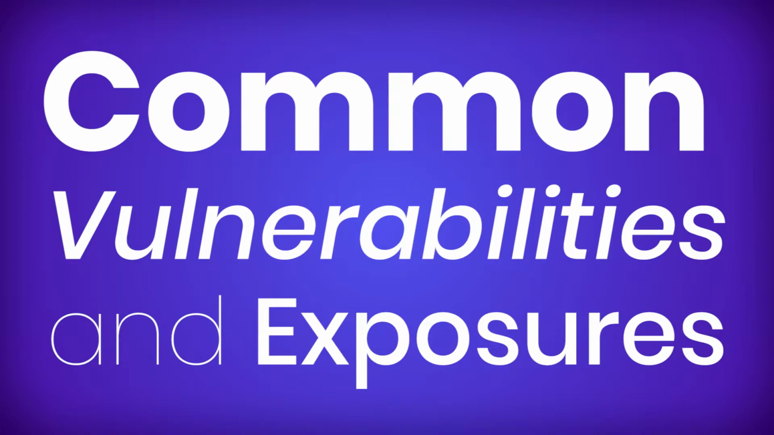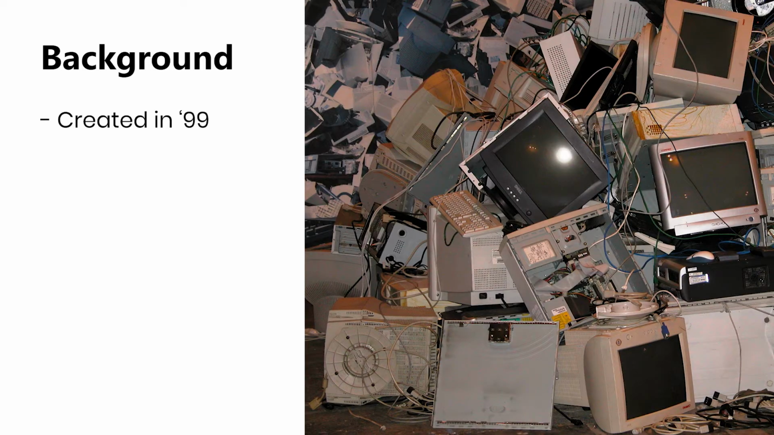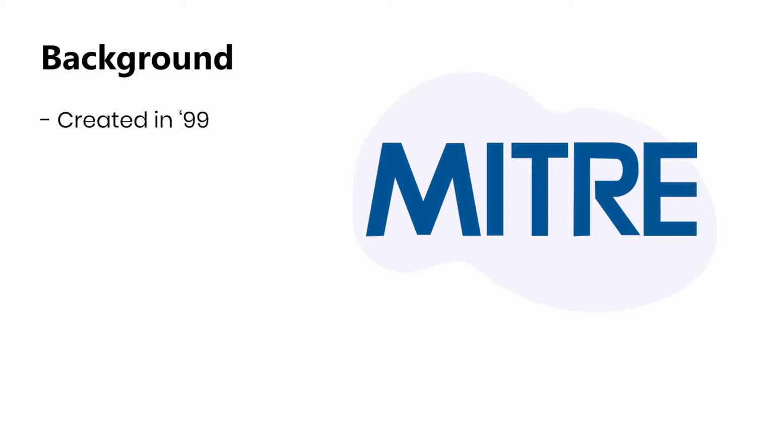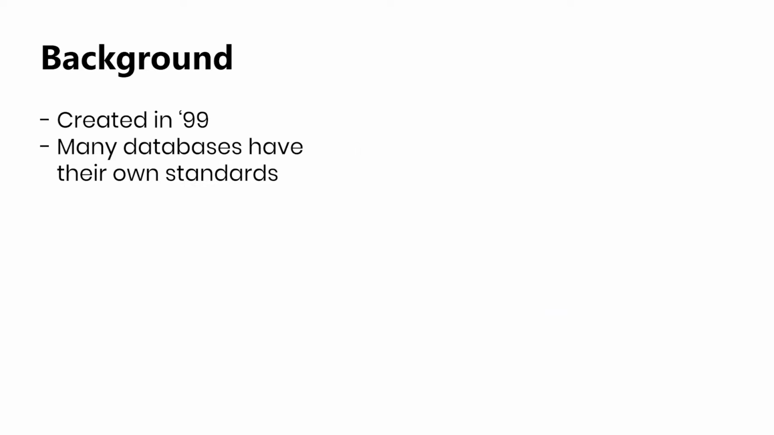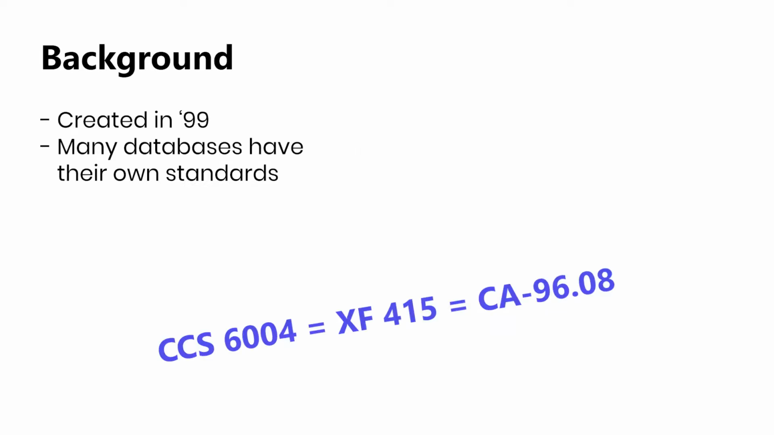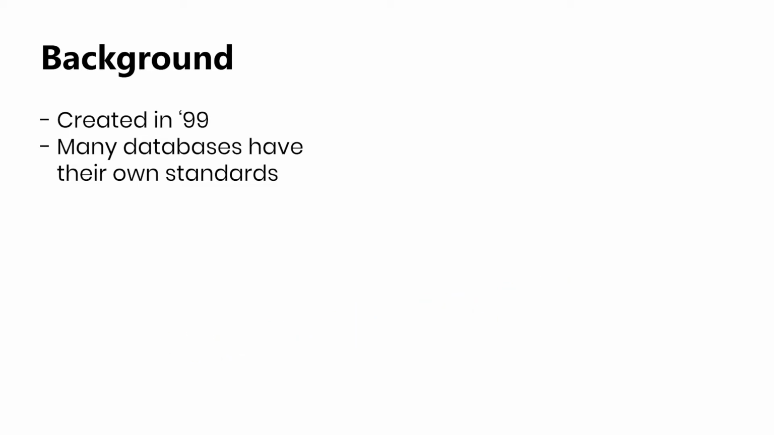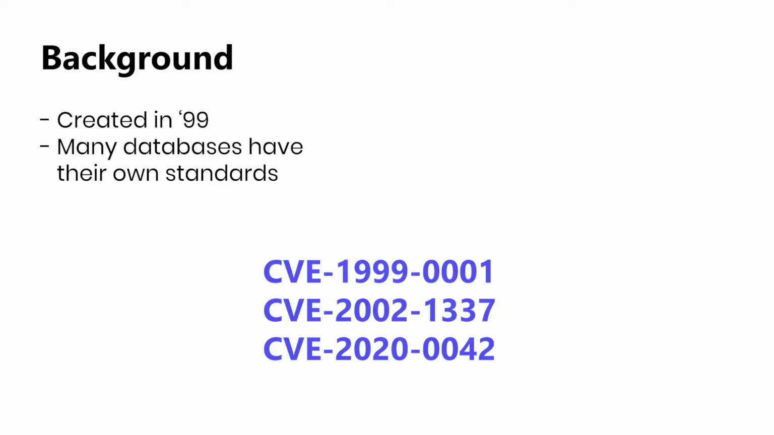Today we're going to take a look at Common Vulnerabilities and Exposures, or CVE for short. The CVE was created back in 1999 by Mitre, a non-profit organization funded by the US Department of Homeland Security. Many services and advisories used to have their own vulnerability identifiers. This led to an overlap where a vulnerability had multiple identifiers. It was also hard to keep track of all unique vulnerabilities. The CVE system was created to solve these issues by providing a common naming scheme for vulnerabilities.